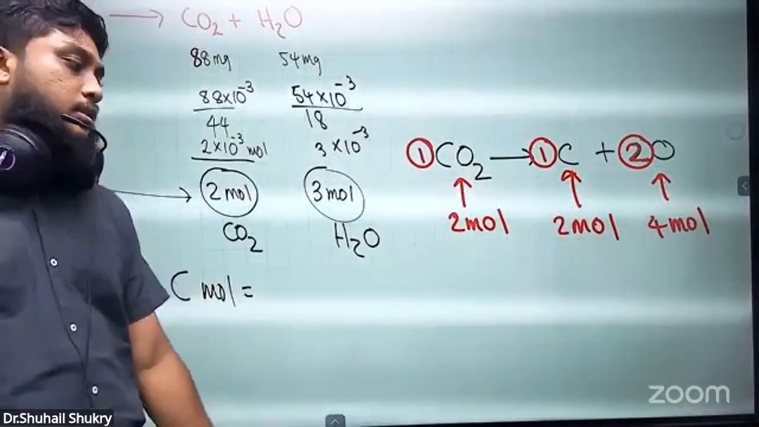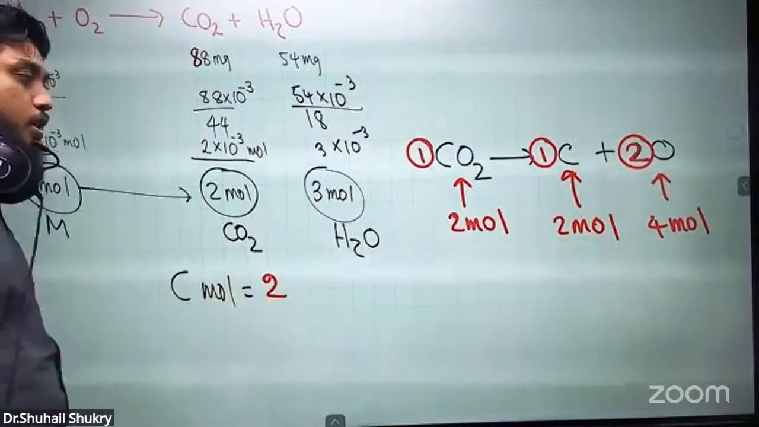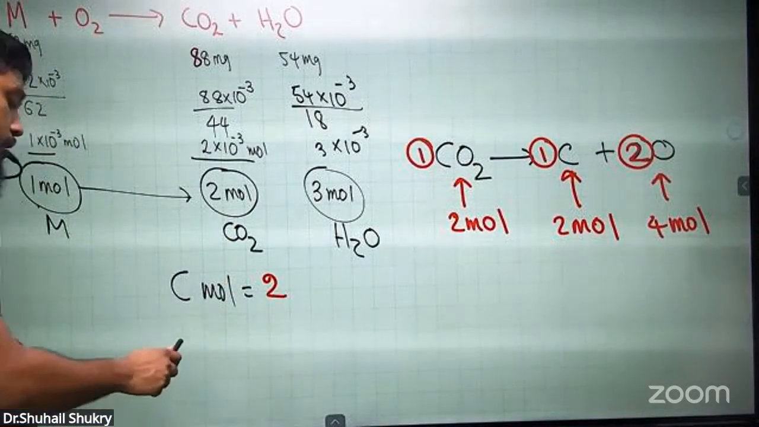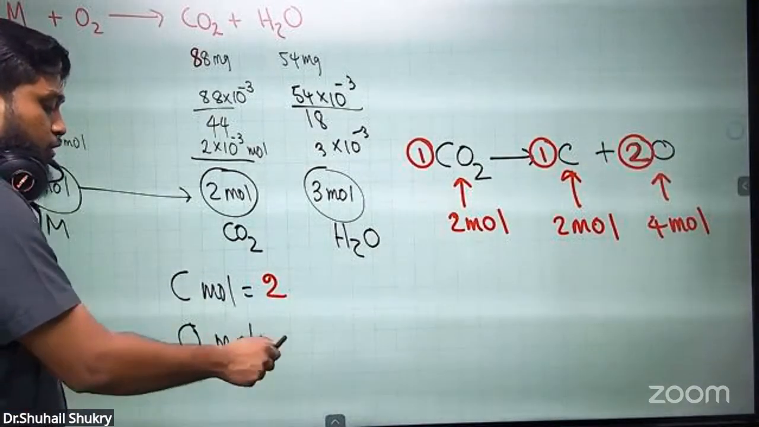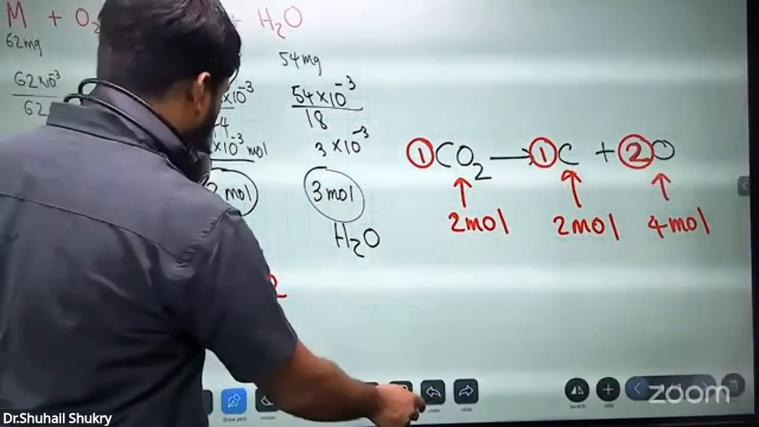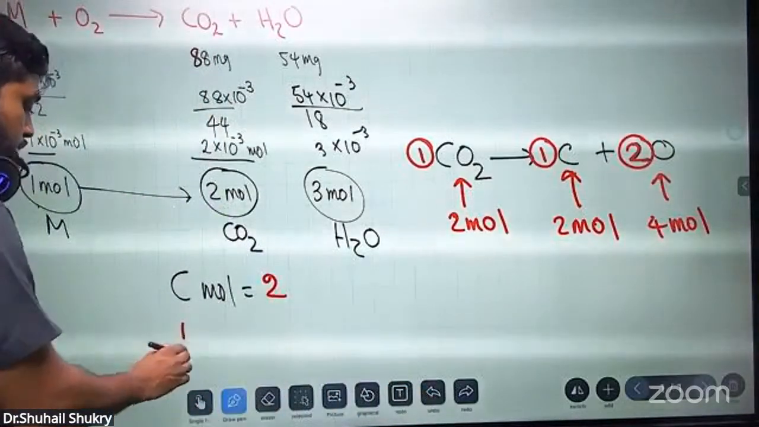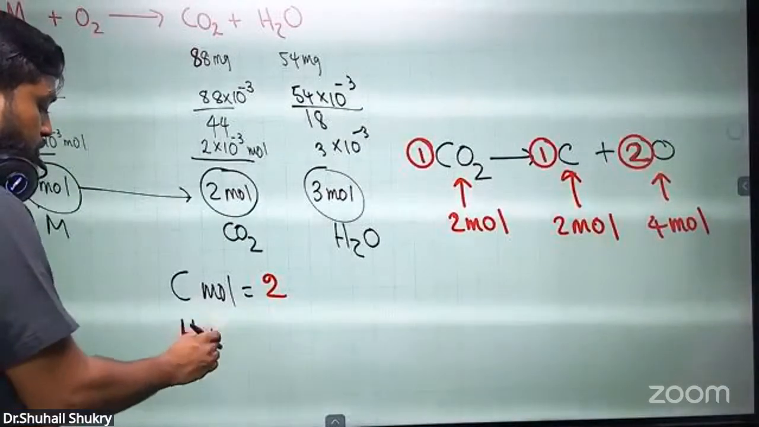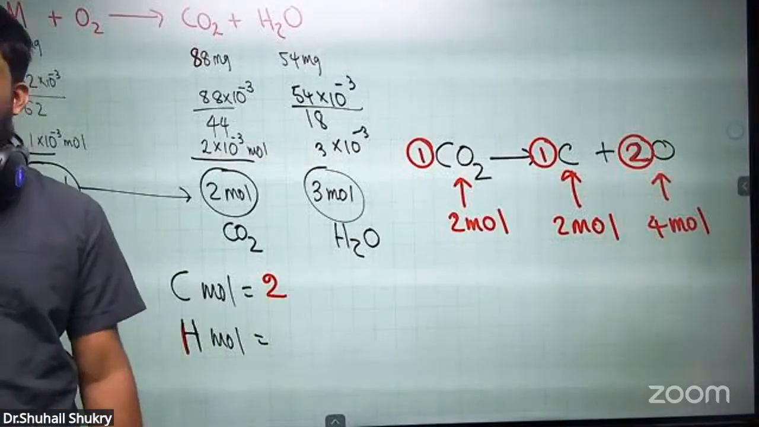So here, if you write carbon moles, how many carbon moles are here? 2 carbon moles are here. Oxygen moles I don't want at the moment. We'll think about the hydrogen moles here. Using this, I can think about the hydrogen moles. What is the amount of hydrogen moles here? Come on, guys, speak.